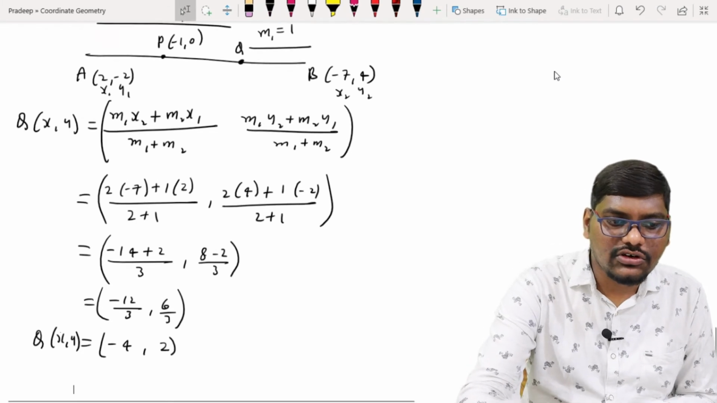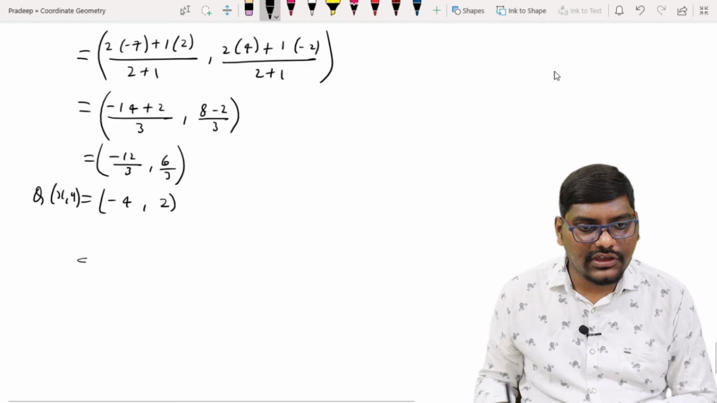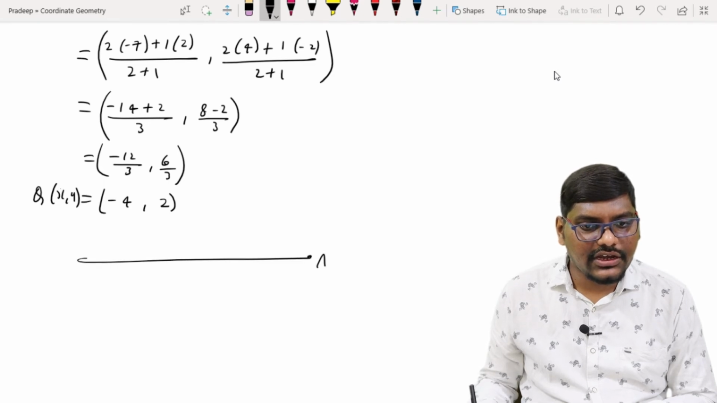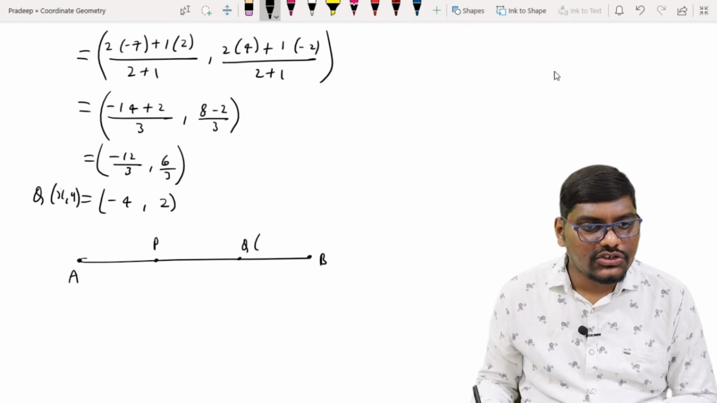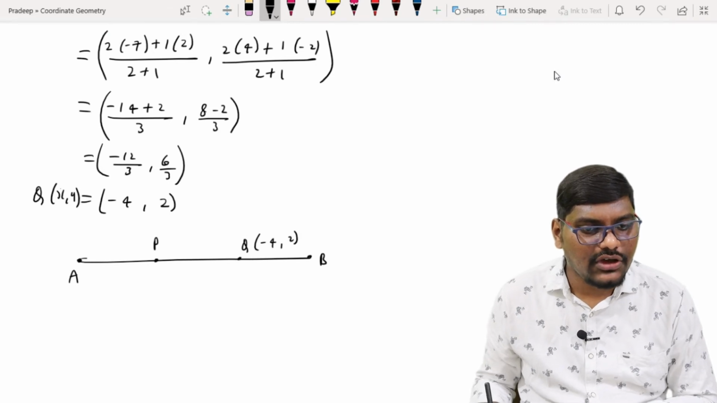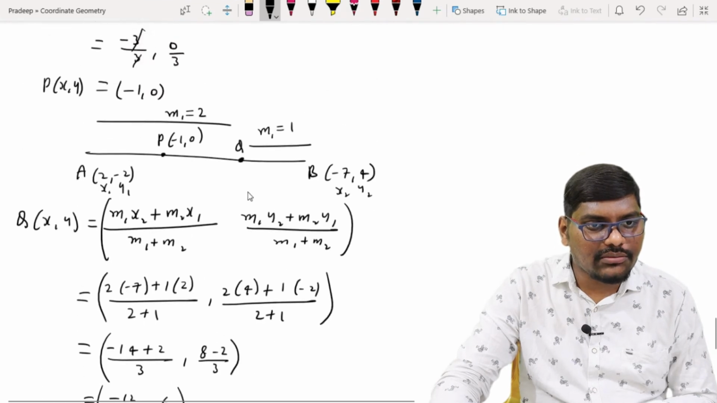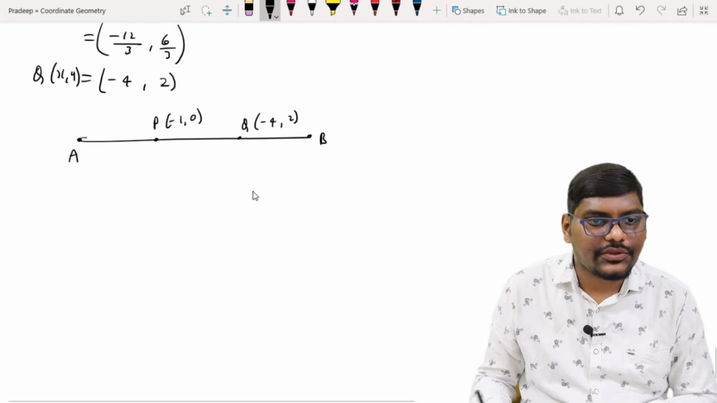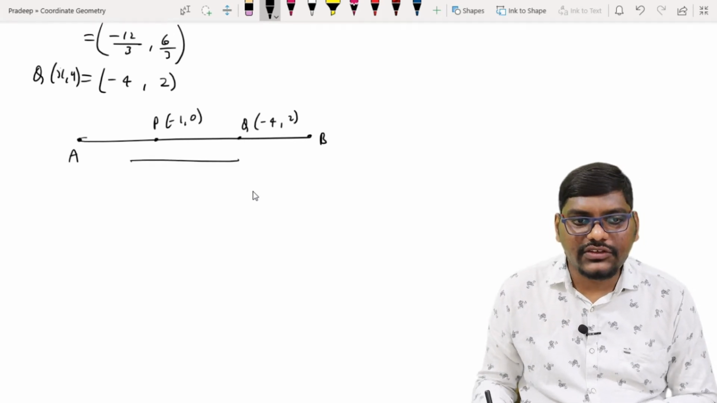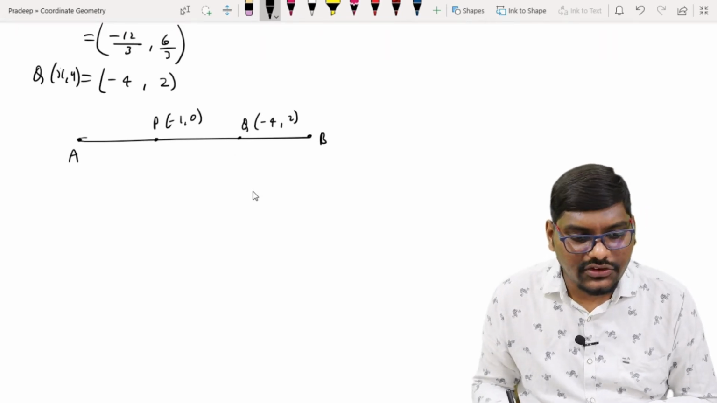So for the line, whatever they have given, we got the 2 points. They have given the line like this. They said it was B and A as the line, and they asked us to find out the point P and the point Q. So Q we got minus 4 comma 2, and P we got minus 1 comma 0 is the point. So these are the things which they asked to find out, point P and point Q, and we got the answer. So we will write the solution.